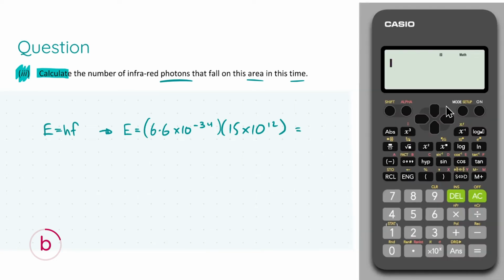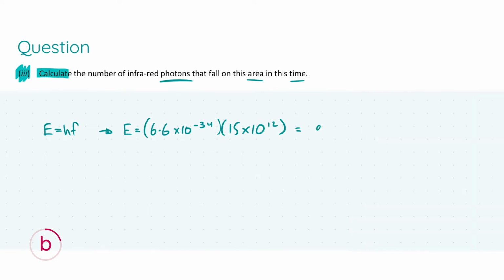So bringing up our calculator here, we're going to plug in what we know. We're going to have 6.6 by 10 to the minus 34, which is a really small number for Planck's constant, times our frequency, which is 15 by 10 to the 12. And that's going to give us a value of 9.9 by 10 to the minus 21. And because this is energy, we're going to be measuring this in joules. So what this basically means is we now know the average energy of a single infrared photon.